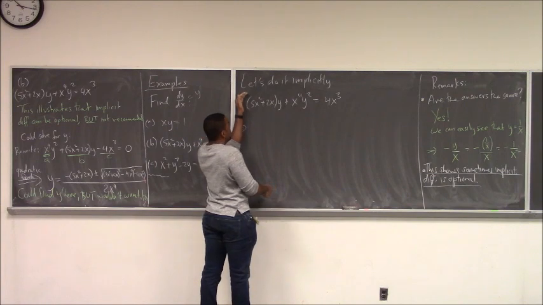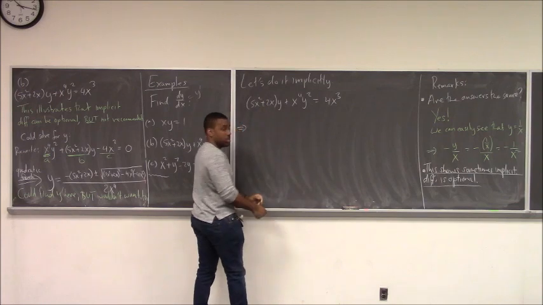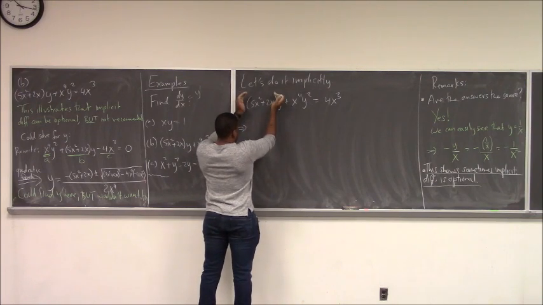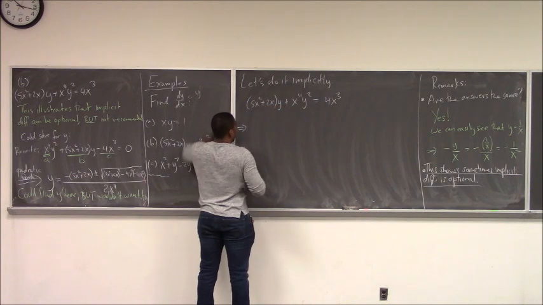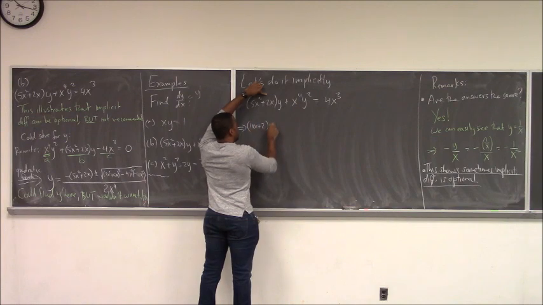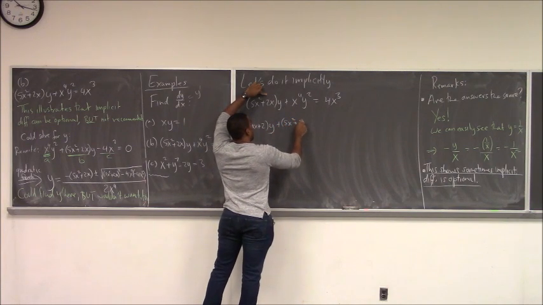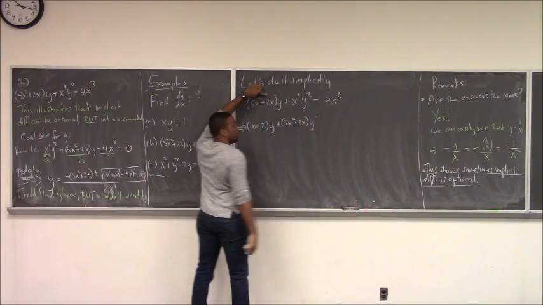10x. Product rule. It's one function times another function. So I do the product rule. We're going to do the derivative of this times that, plus the derivative of this times that. Differentiate the first one, leave the second one, plus leave the first one, differentiate the second one.